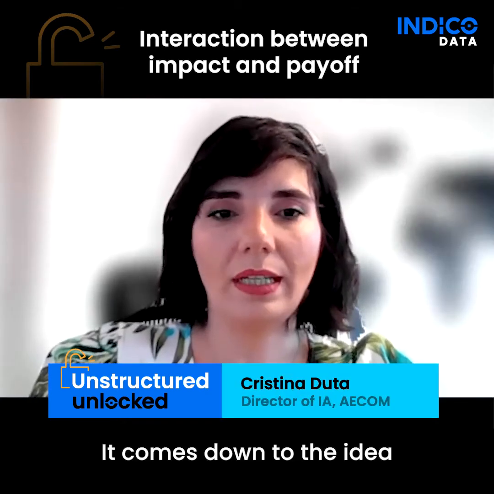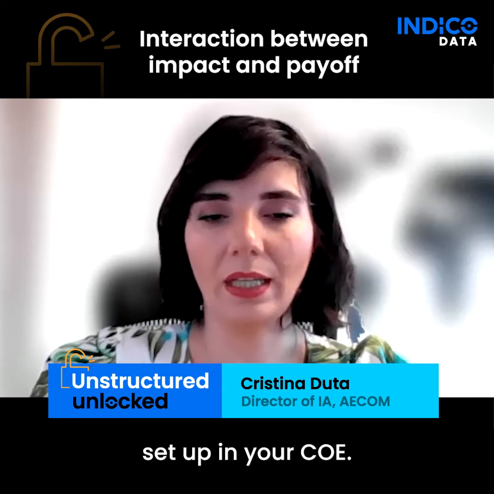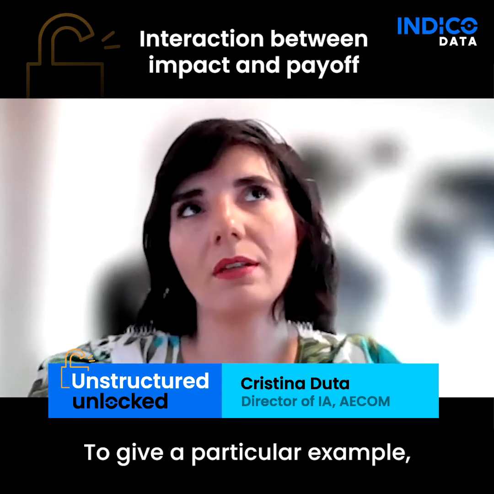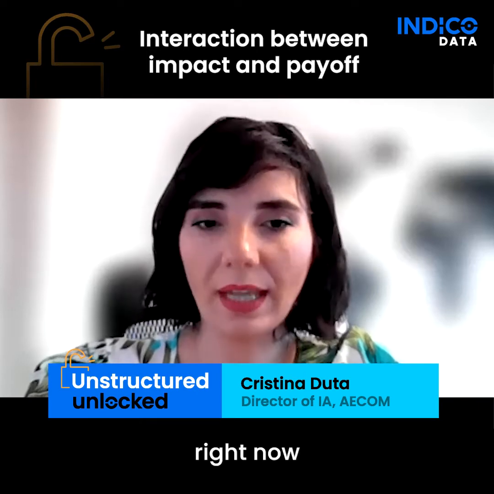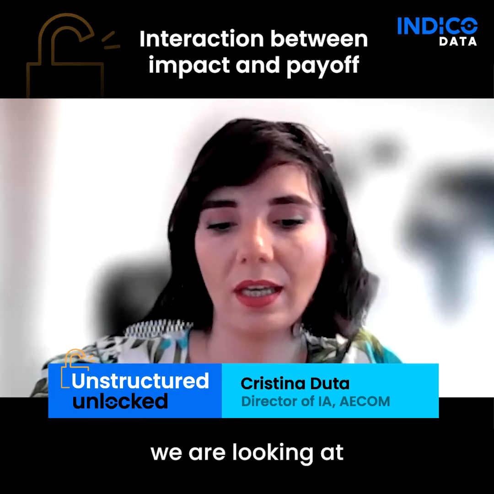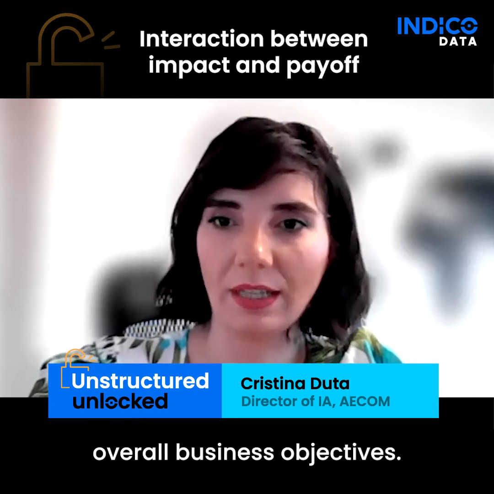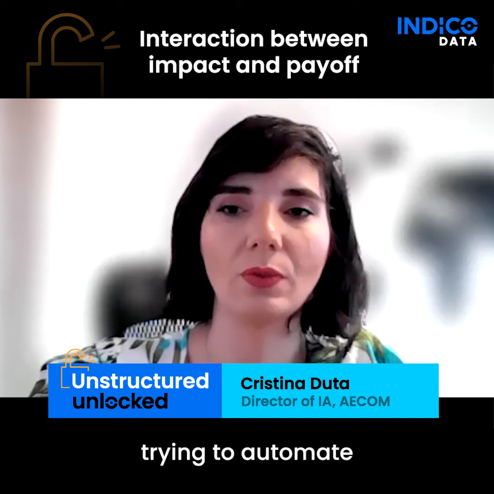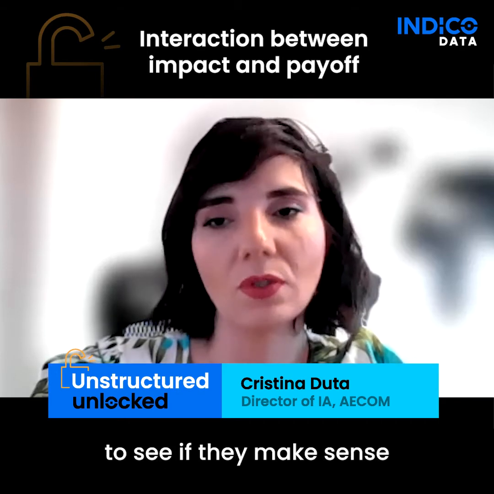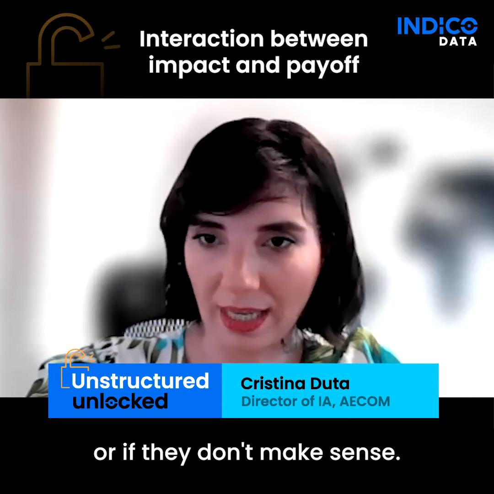It comes down to the idea of how you have it set up in your COE. To give a particular example, right now we are looking at overall business objectives. We try to align whatever we're trying to automate with the overall business objectives to see if they make sense or if they don't make sense.